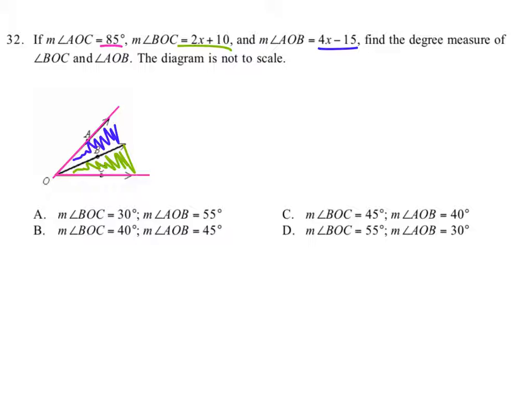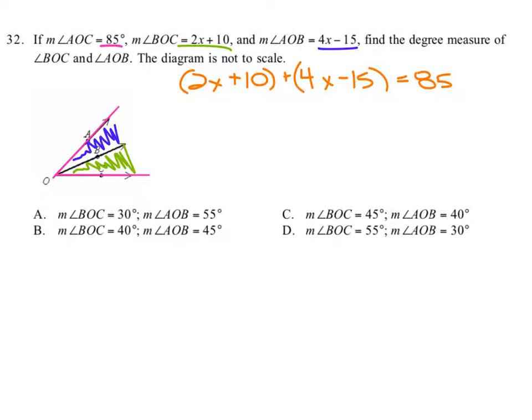And what we're going to need to do is, since the angle addition postulate says those two smaller angles add to the larger, we're going to write this problem out as 2x plus 10 plus 4x minus 15 equals the 85 degrees that the whole thing is.